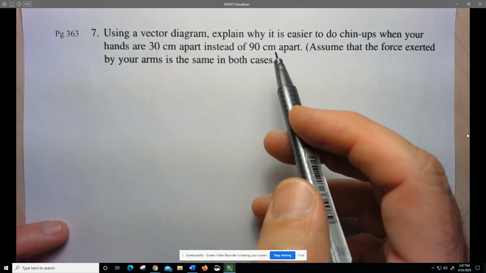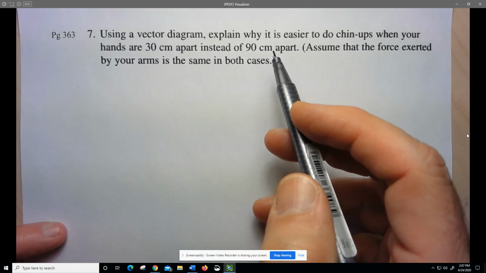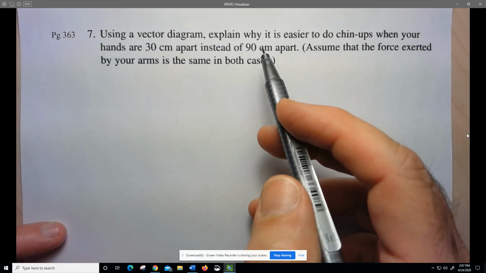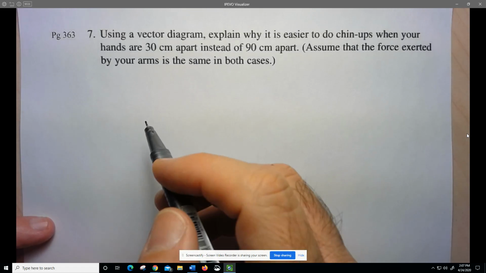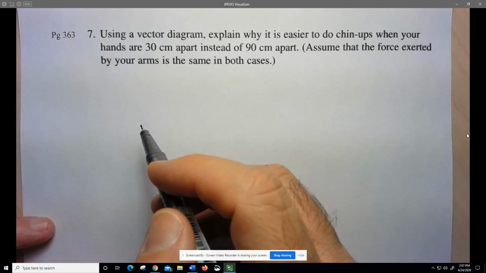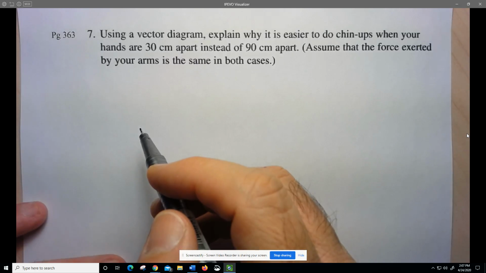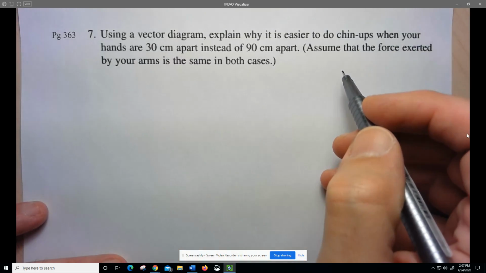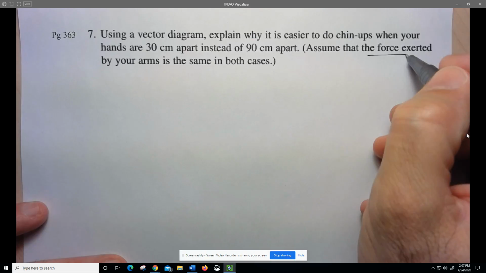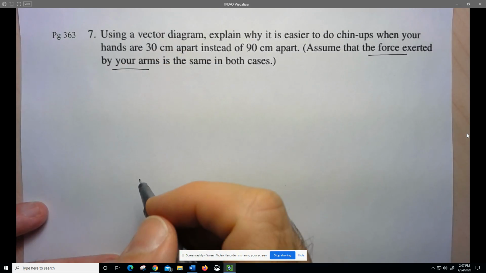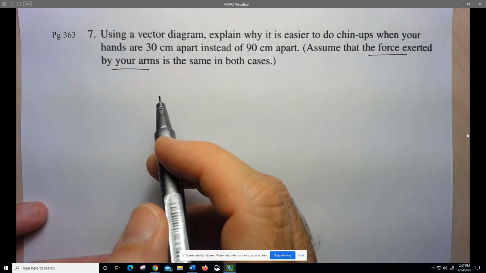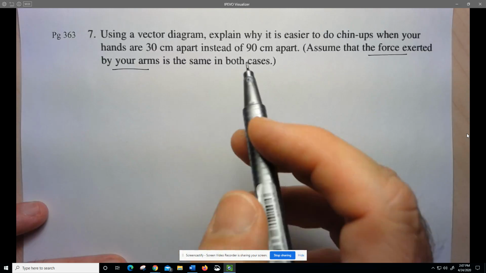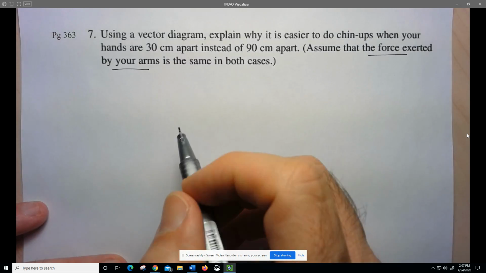Okay, and when you think about it, imagine yourself trying to do chin-ups. I think it won't be too surprising that it would be easier the closer your arms are. But let's justify that using vectors. Now they give us an important piece of information because we're assuming that the force exerted is the same in both cases. So if I'm drawing a vector representing the amount of force that's being applied by each arm, it's going to be the same length in both cases.